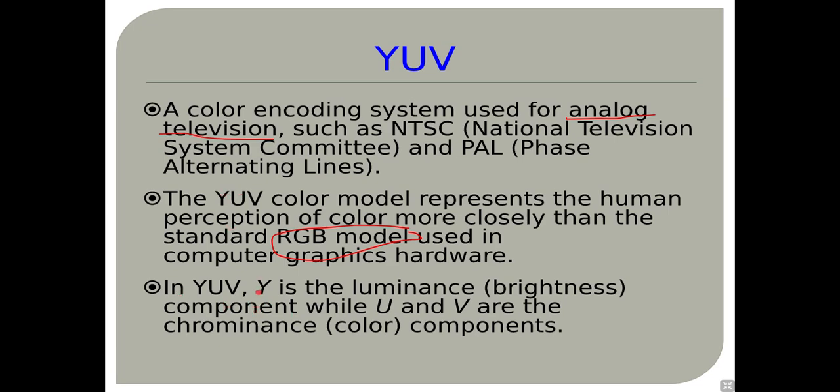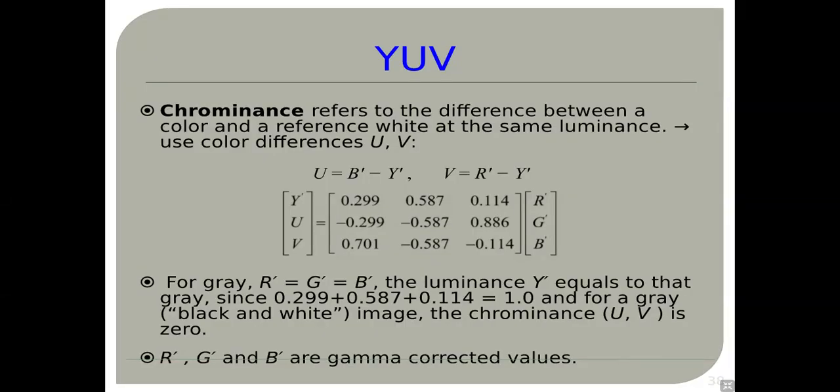YUV, this model looks into three components. Y is luminance, and then U and V are the chrominance components. So it includes the brightness element in its color model. For RGB, it only includes color, the three primary colors. So this is just mathematics of how it relates YUV with RGB. Okay. But I will not explain in detail here.